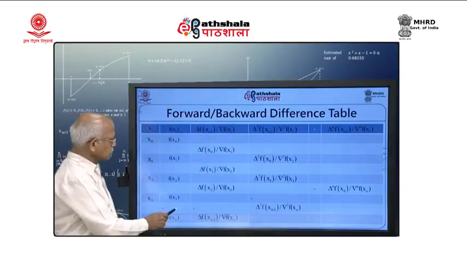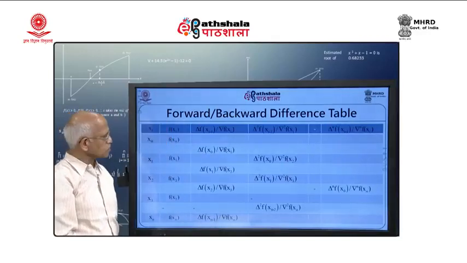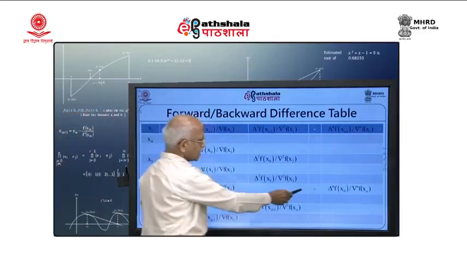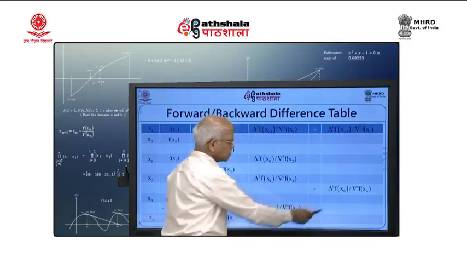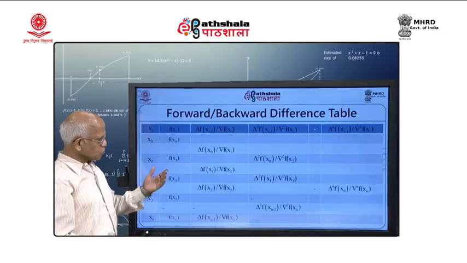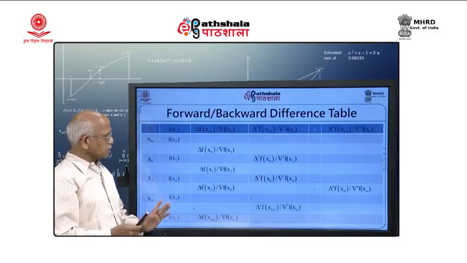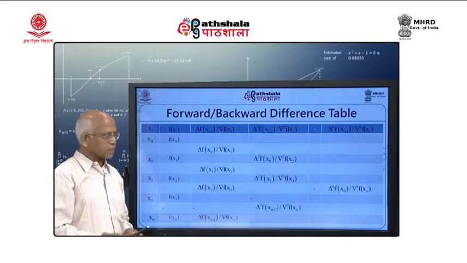So, that is how the relationship continues even for the higher order differences. And finally, I will get delta^n f(x0) will be the same as del^n f(xn). So, one is expressing differences at x0 and the other is expressing differences at xn.